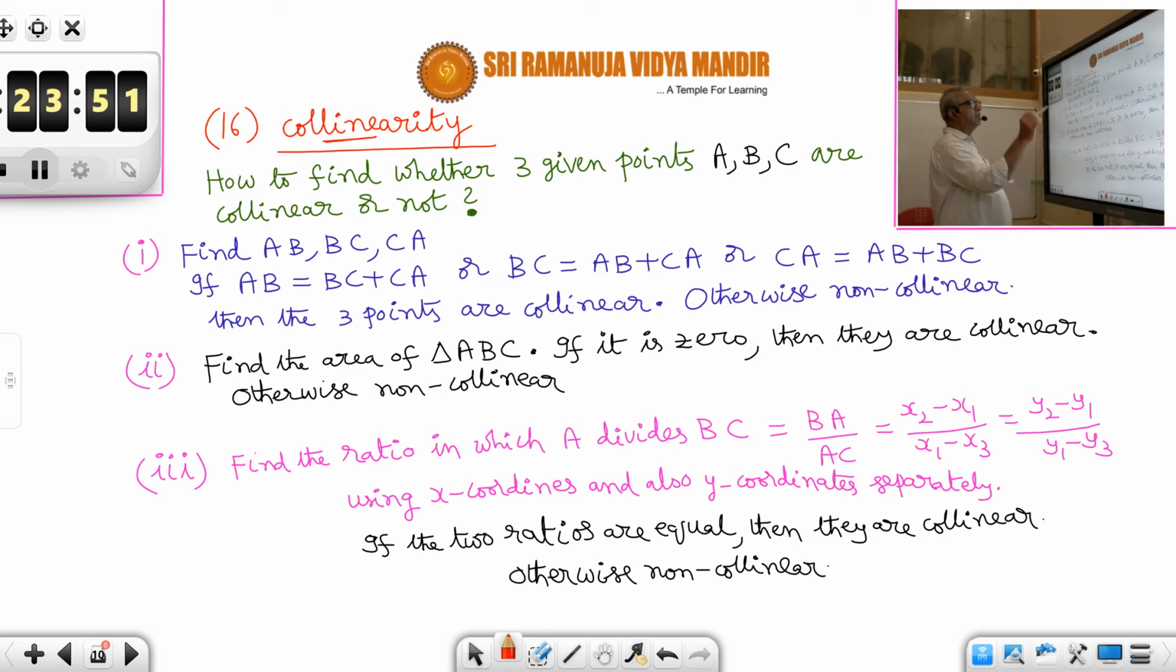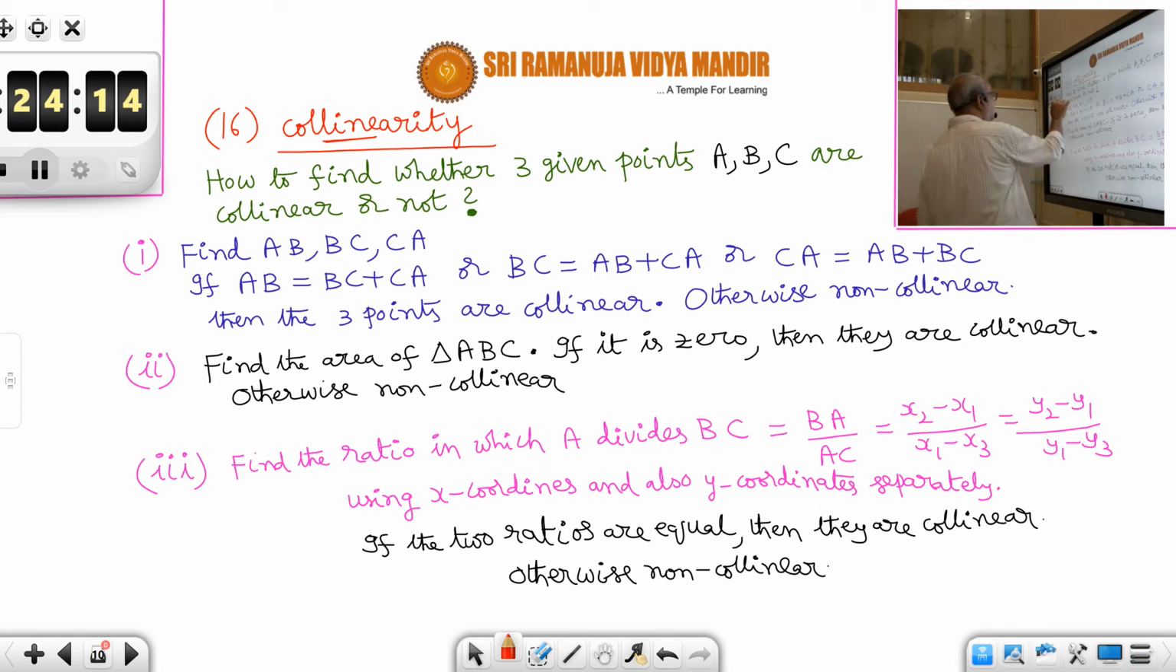So how to find whether any 2 points will always be on a straight line? Joining any 2 points, there will always be a straight line. So given 3 points, they may be on a straight line, they may not be on a straight line. If they are not on a straight line, then they will form a triangle. They will be the vertices of a triangle.